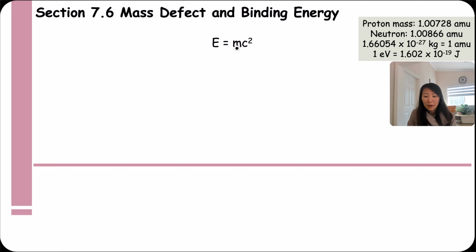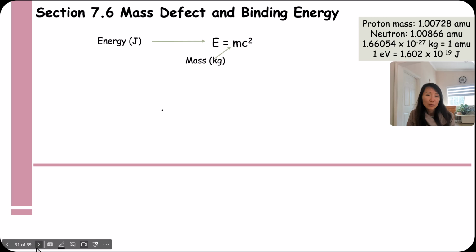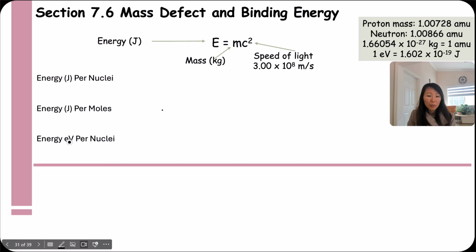But the m right here does not represent the AMU. So energy represents joules. M represents that mass, the mass defect we just calculated, but it has to be in kilograms, not AMU. And the c represents the speed of light, so it's 3.00 times 10 to the 8th meters per second. So we'll have to get that mass figured out and calculate the energy. In fact, I have all of these 3 energy points that I would like to talk to you about and to calculate together.